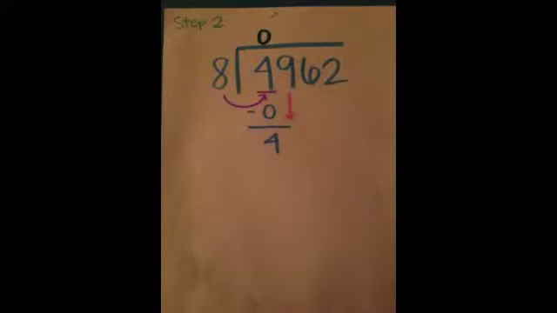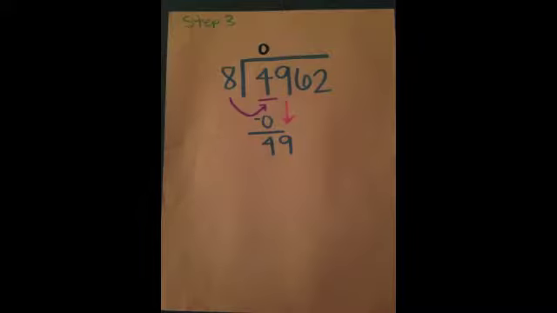For step 2, we see how many times 8 goes into 4. As we know, 8 goes into 4 0 times. So you subtract 0 from 4 and you get 4. And you put a 0 above the 4 to hold the place value. For step 3, you bring down the 9.